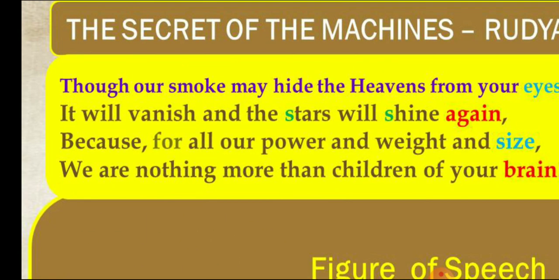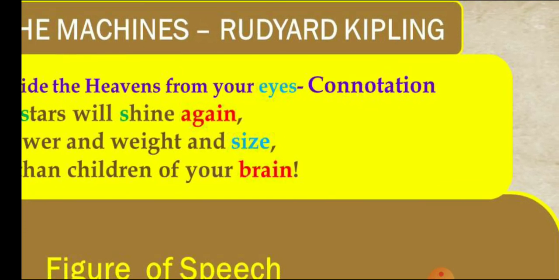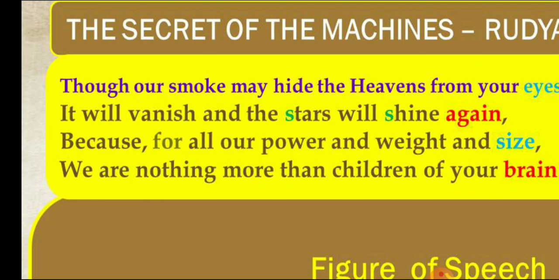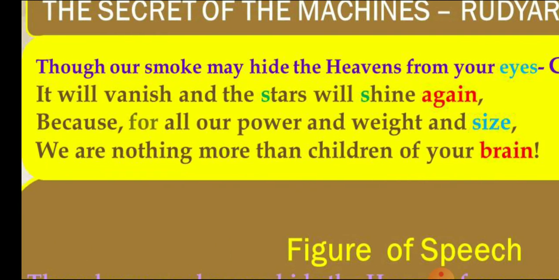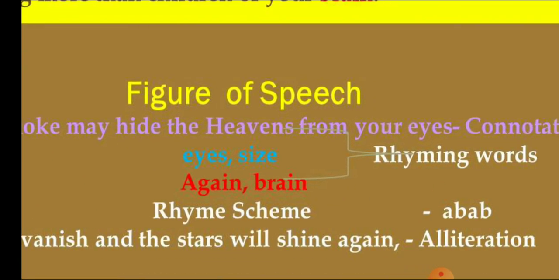Though our smoke may hide the heavens from your eyes, the figure of speech employed here is connotation, because here heavens does not denote heaven, it denotes the sky. It suggests beyond what it expresses. The rhyming words here are eyes, size, again, brain, and the rhyme scheme followed here is ABAB. Stars, shine: alliteration.